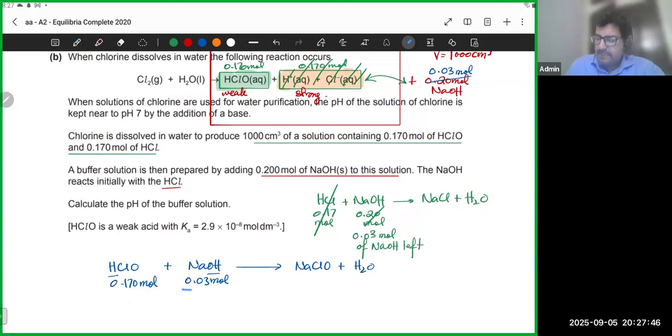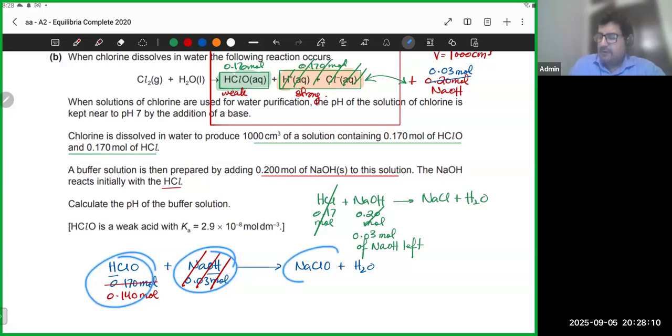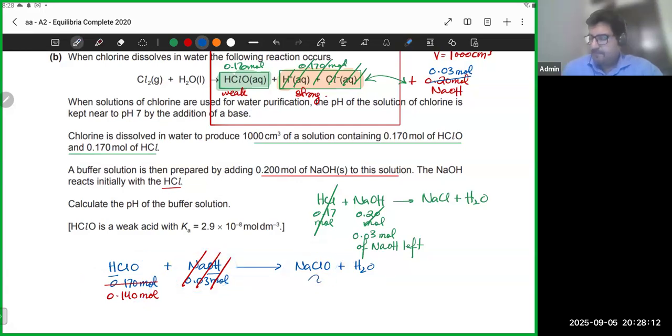So now, which one is in excess? It's 1:1. Now, NaOH is going to completely react. Either 0.03 moles would be left or react. So 0.17 minus 0.03 out of it. So that means you're left with 0.14 moles, right? And 0.03 moles are going to react with 0.03, and on the other side, they're going to produce 0.03, right? So is this part clear?